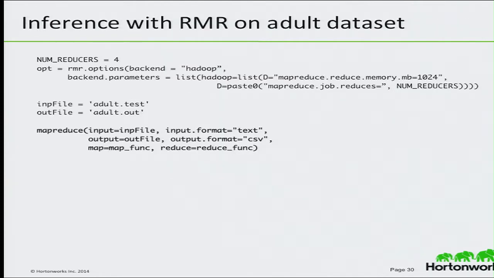And then with RMR, what you do is the top shows you a bunch of option settings on how to use it, setting up the number of reducers to, in this case 4, but you can do 100 if you want. And then you run this function called map_reduce, which essentially says here's the input file, here's the output file, and it gives us a map function and a reduce function.